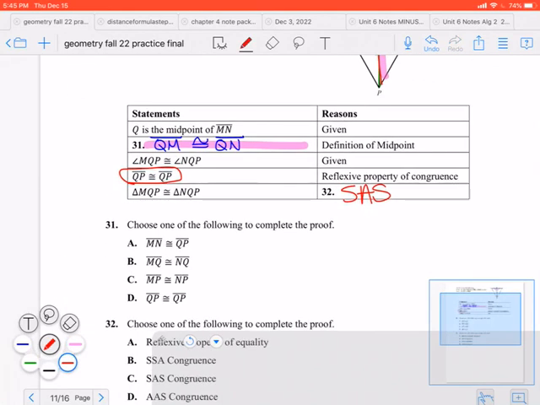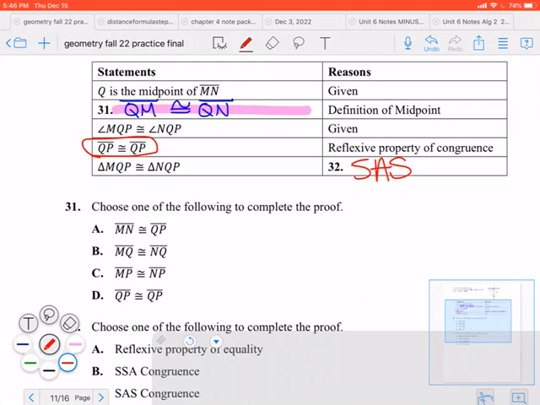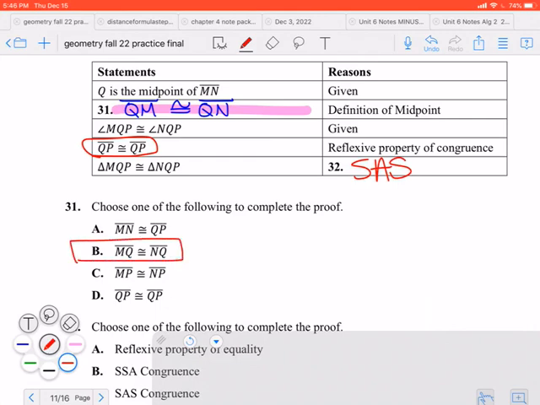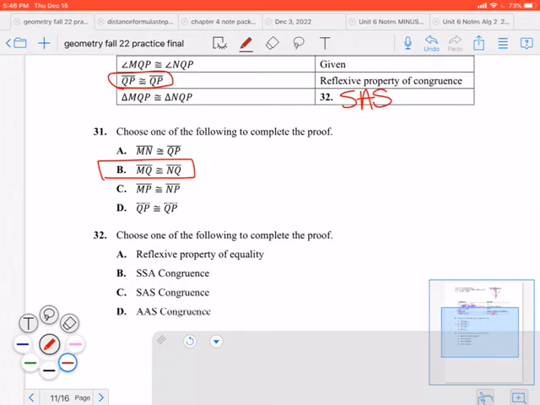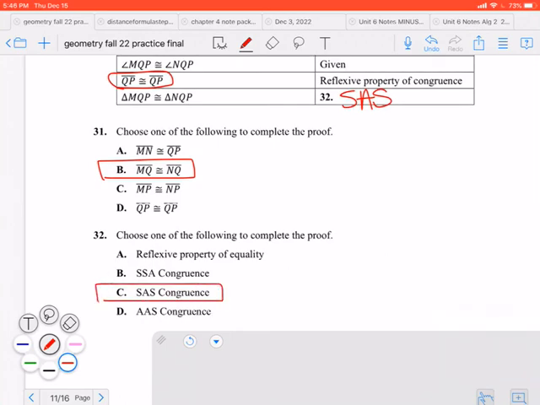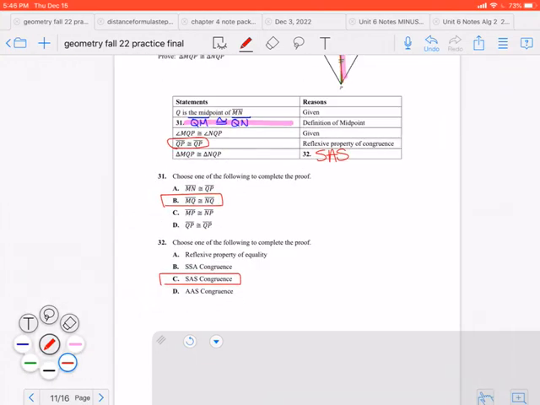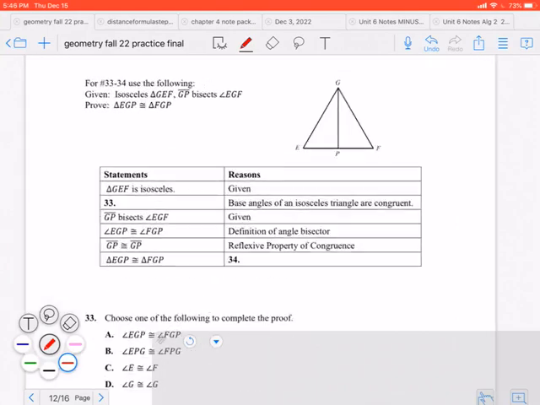All right, number 31. Well, I wrote QM and QN, but they wrote MQ, NQ. Same thing. Letter B for 31. And we're looking for side, angle, side for number 32. Letter C for 32. Good job. Another proof.